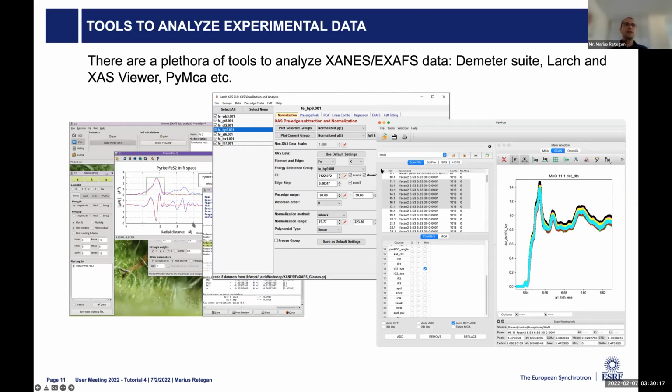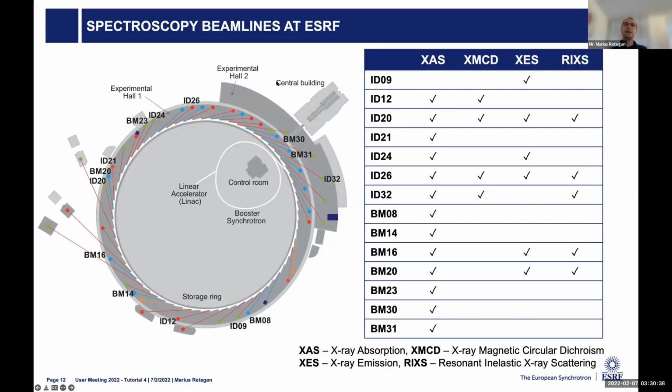One aspect about data analysis done using these tools is that they focus a lot on X-ray absorption spectroscopy and EXAFS, and not so much on other types of spectroscopy like X-ray emission or RIXS. And here are the beamlines where you can do spectroscopy at ESRF. As you can see, most of them do X-ray absorption, but there is an increasing number of beamlines that do X-ray emission and RIXS. And there are not that many dedicated tools to do data analysis for this type of experiments.